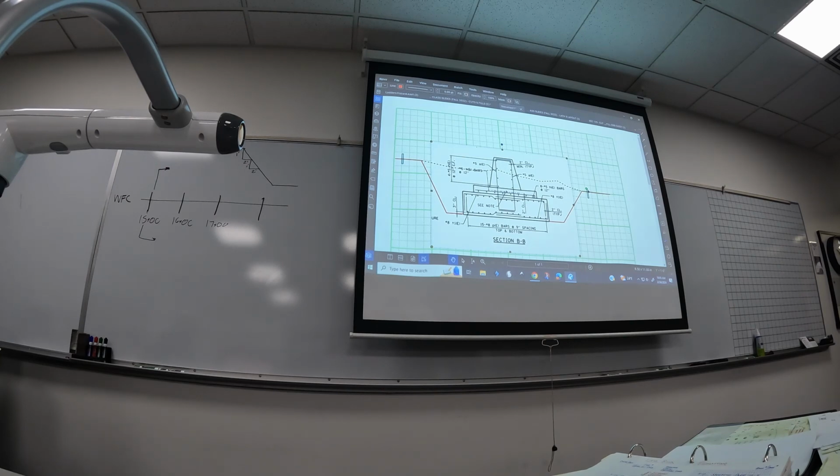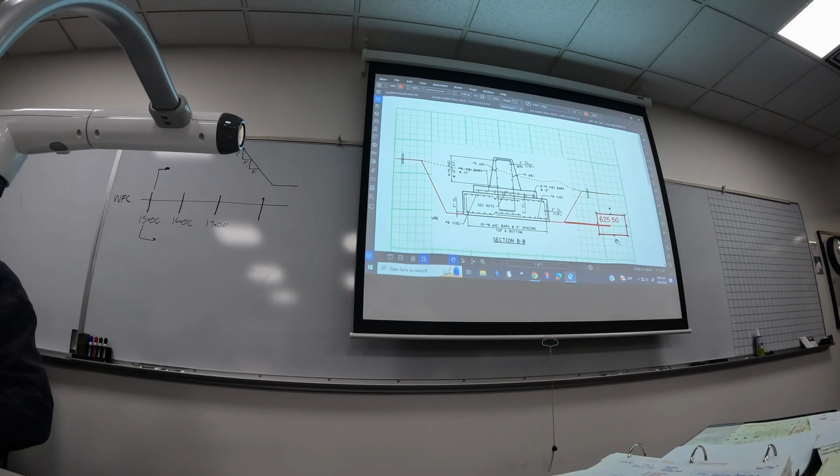So what information would we need to know? Well, we need to know the elevation of the bottom, right? So let's just throw some numbers at this just for the heck of it. If we were to say that the elevation of the bottom of the footing is, let's just call it 625.50. Let's just say that. So 625.50. So we know that for the concrete, we've got to dig to that elevation.